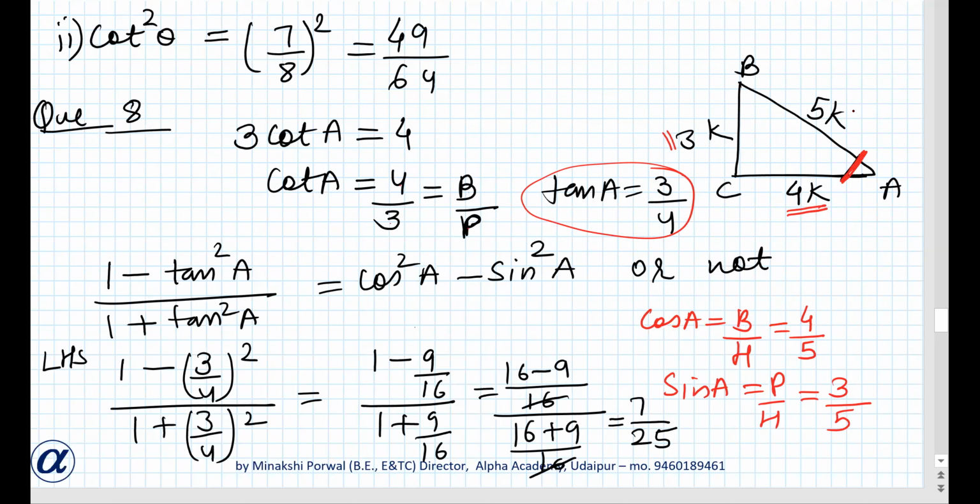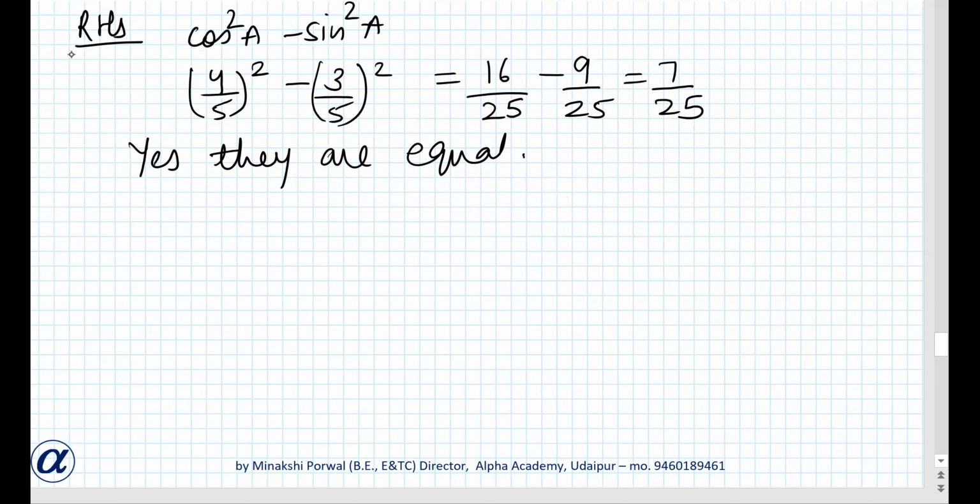By PGT, we know that 3, 4 and 5 form a Pythagorean triplet. So if perpendicular and base are 3 and 4, then the hypotenuse is obviously 5. So we found all the three sides. Then we found cos A, we found sin A, and we substituted on both the sides to check whether they are equal or not. I first found LHS, which is 7 by 25. Then I found RHS, which is also 7 by 25. So they are equal. Is it clear to everybody? Yes, ma'am. Okay. What about others? Yes. Okay.